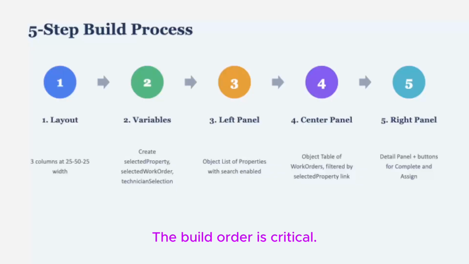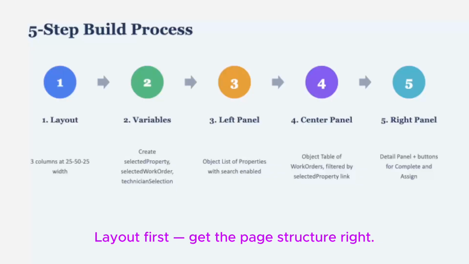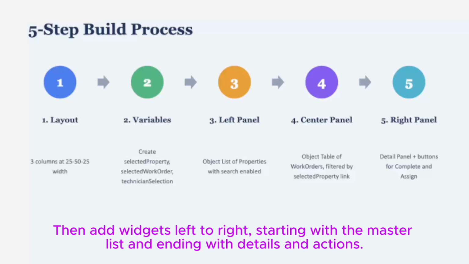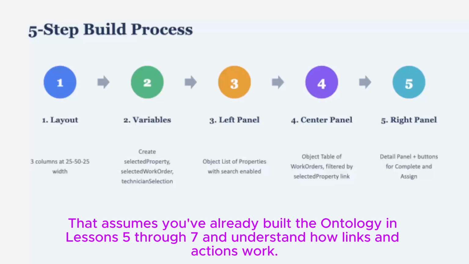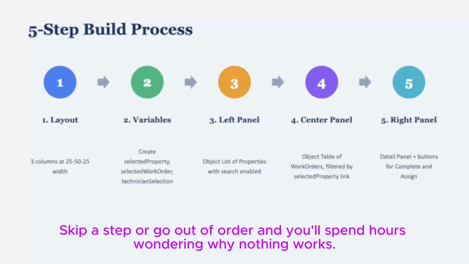The build order is critical. Layout first. Get the page structure right. Variables second. Lay down the wires. Then add widgets left to right, starting with the master list and ending with details and actions. Follow this order and you'll have a working dashboard in under 30 minutes. That assumes you've already built the ontology in Lessons 5 through 7 and understand how links and actions work. Skip a step or go out of order and you'll spend hours wondering why nothing works.